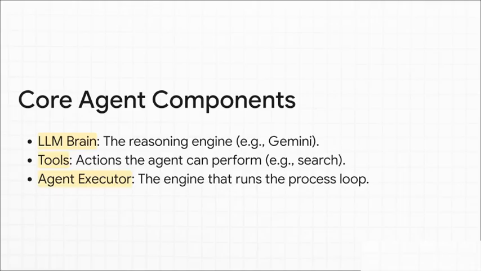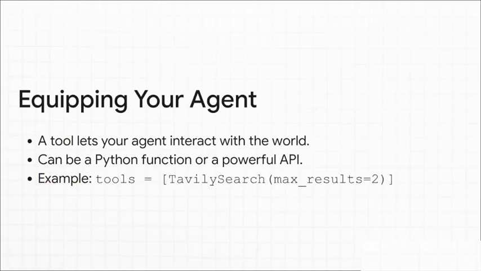a continuous loop. And this brings us to this super important concept of tools. A tool is how your agent interacts with anything beyond its own knowledge. It could be a simple Python function you write, or a really powerful API. As you can see in this little code snippet, giving our agent a search tool is as simple as just adding it to a list. And just like that, boom, your agent can access up-to-the-minute information.